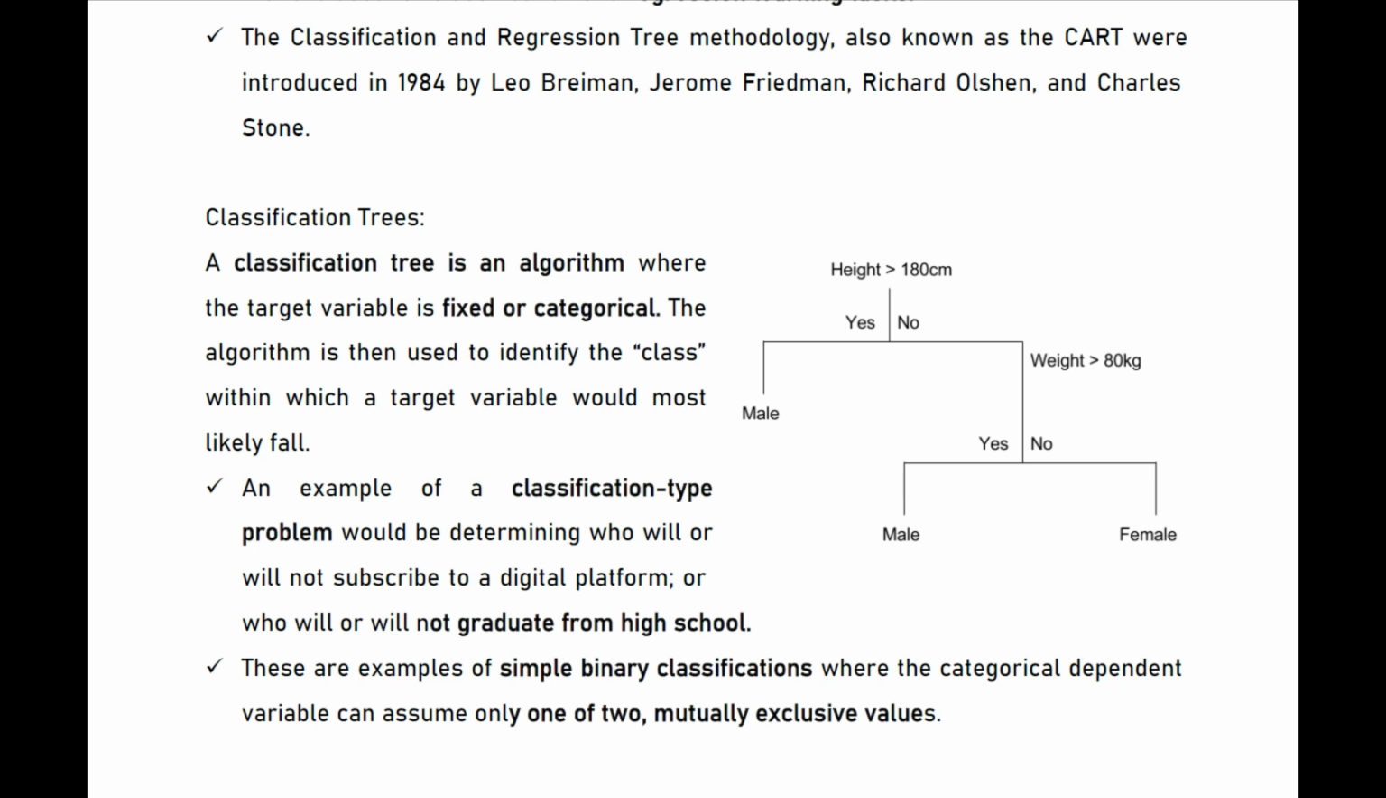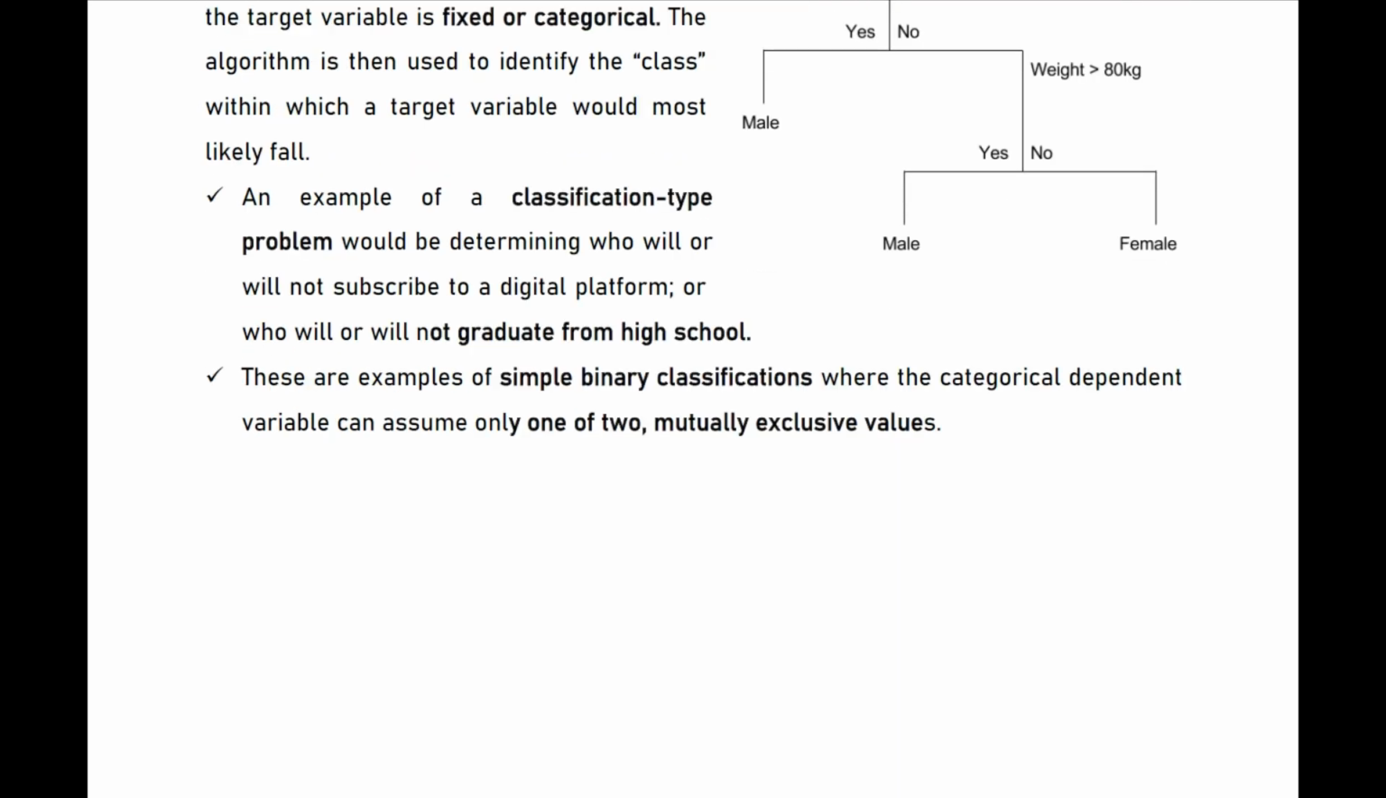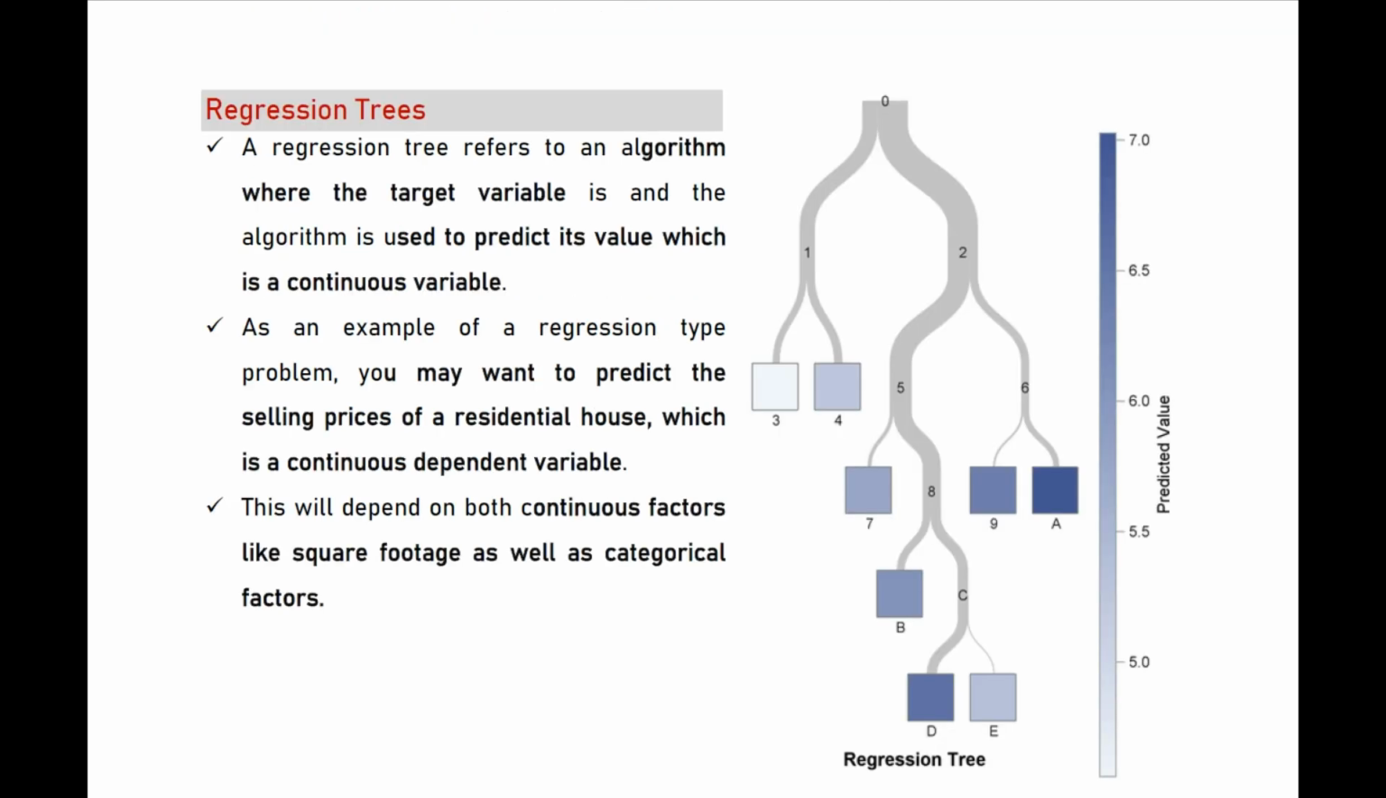Okay, who is subscribed to the digital platform, who will do and who will not, or who will graduate from high school at all. They are selected by category. Simply, binary classification is applied where the data has only two mutually exclusive values. The decision trees are there.